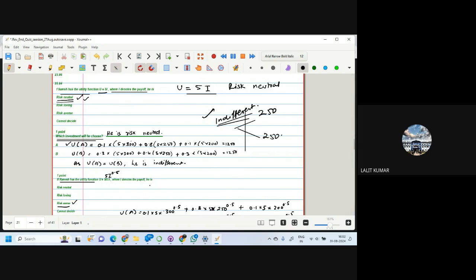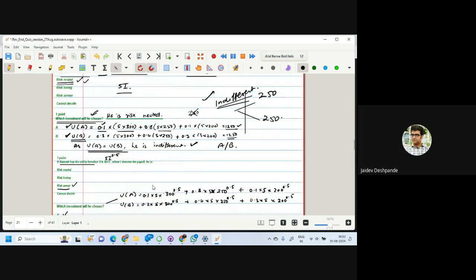Now what we do, we find utility of A for him and utility of B for him. Jaidev, that day what we had done, we had used only 250. Whereas in this case, we have to use the probabilities and his expected utility. So probability of 0.1, 300, and his utility is 5i. So it becomes 5 into 300 plus 0.8, 5 into 250 plus 0.1 into 5 into 200, which comes to 1250. When we calculate for UB, again it comes to 1250. So in this case, UA is UB, so he is indifferent. He can opt for either A or B.